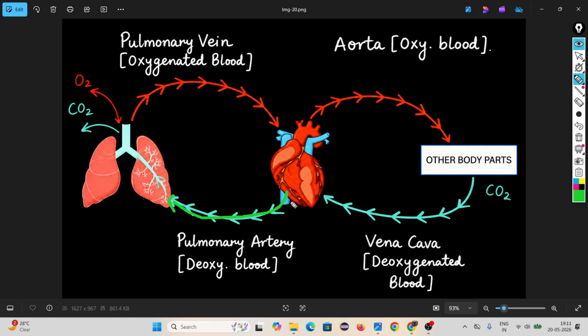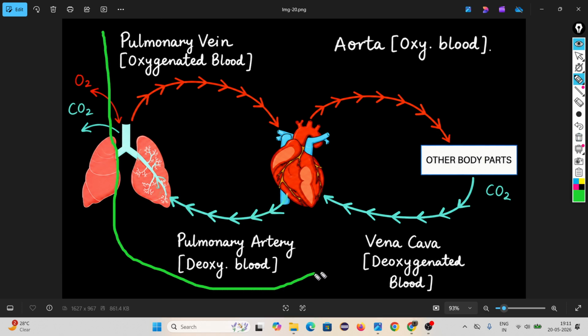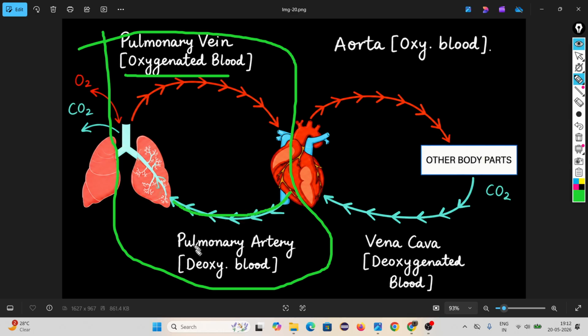The vessels that carry blood away from the heart are called arteries, and arteries always carry oxygenated blood. But here, look, the pulmonary artery carries deoxygenated blood. This is the two-case exception you have to remember. The vein that connects the lungs to the heart carries oxygenated blood, and the artery that connects the heart to the lungs carries deoxygenated blood. You understand the flow?